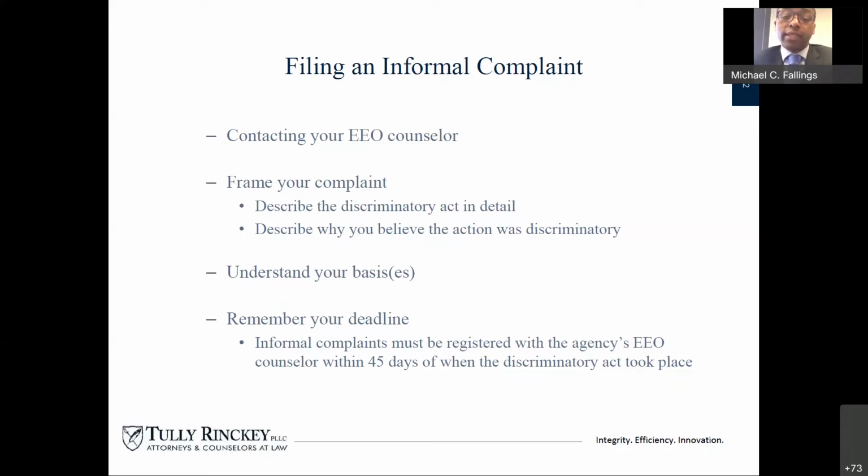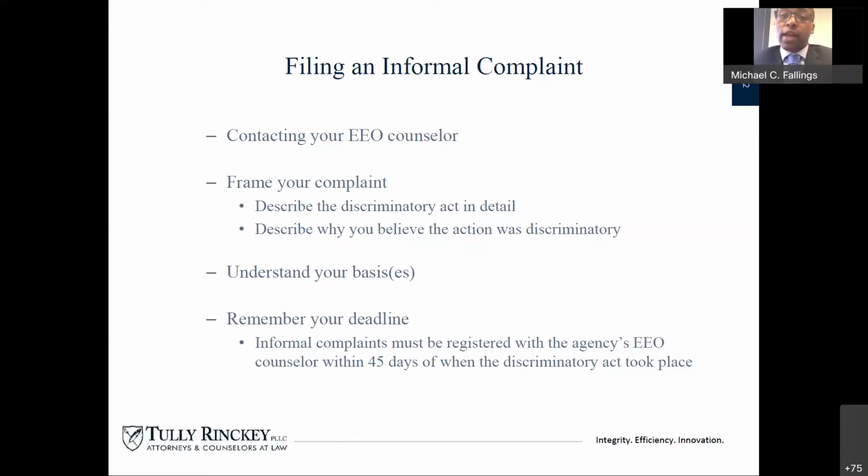These EEO complaints must be received within 45 days of when the discriminatory act took place. The exception there is if you find out after the discriminatory act took place, the deadline does run from when you found out of the discriminatory act. When you contact the EEO counselor, you have to describe the discriminatory act in detail and describe why you believe the action was discriminatory. Most agencies will receive EEO complaints via telephone or via email, and that contact information can usually be found on the agency's EEO website.